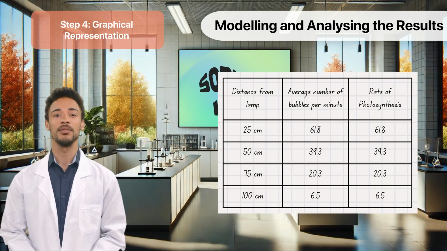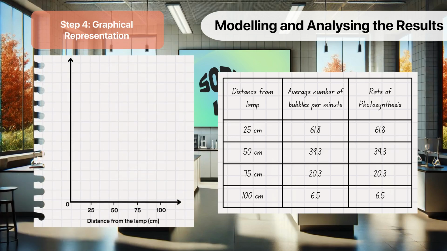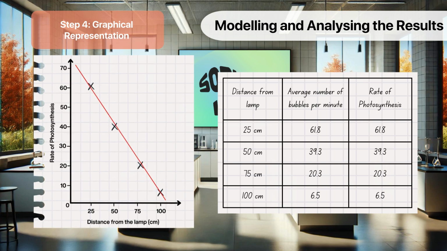Now we will represent the results graphically. Plot a graph with light intensity or distance from the lamp on the x-axis and the rate of photosynthesis on the y-axis. This helps visualize the relationship between light intensity and the rate of photosynthesis.